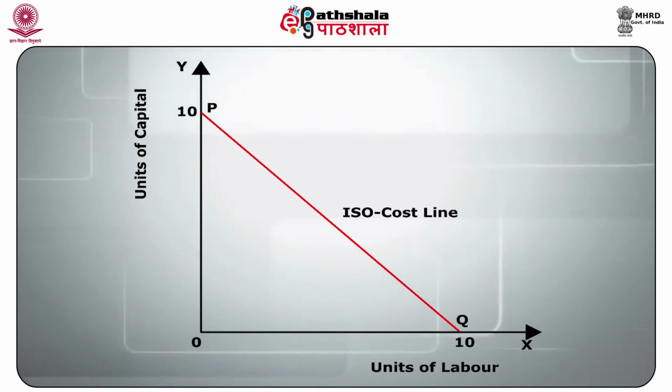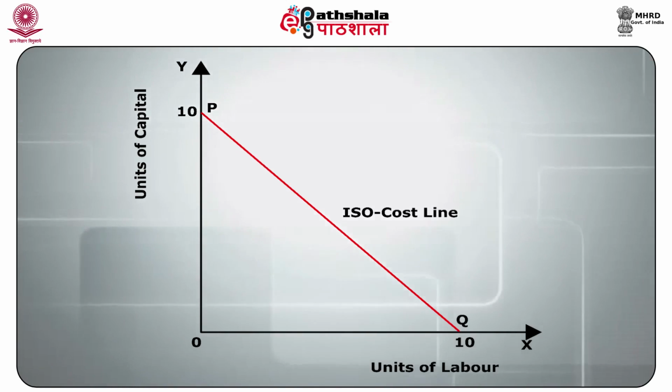This is explained in figure 1.13. If a firm decides to spend the entire amount of money to buy labor units, it can purchase only 20 units of labor and no units of capital. The firm will be at point Q. On the other hand, if it spends the entire amount to buy capital units, it can purchase 10 units of capital and no units of labor. In this case, the firm will be at point P.